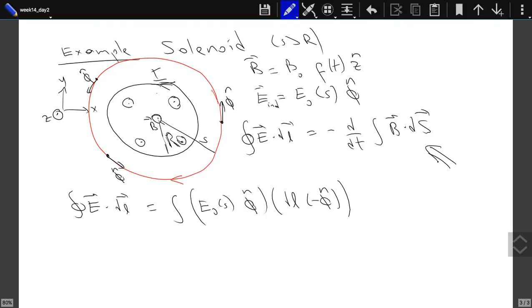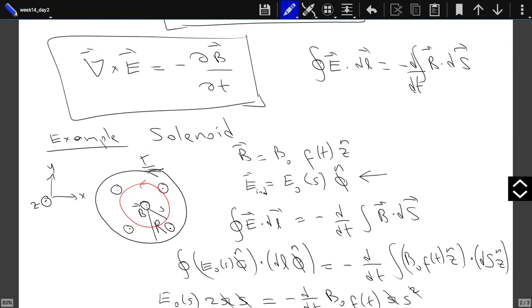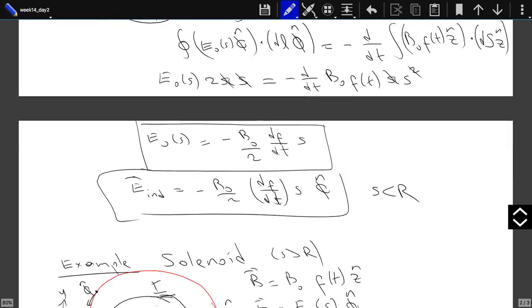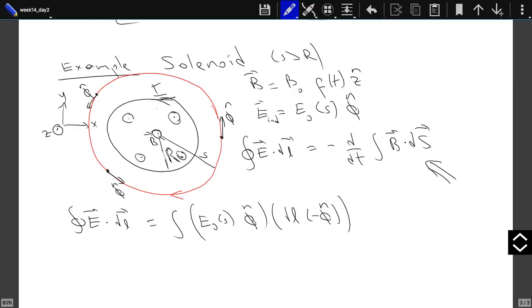Well, how do you choose the direction of dl? As you wish, whichever direction you like. We already did one example where dl was in the counterclockwise sense. Now we are doing another example where dl will be in the clockwise sense.